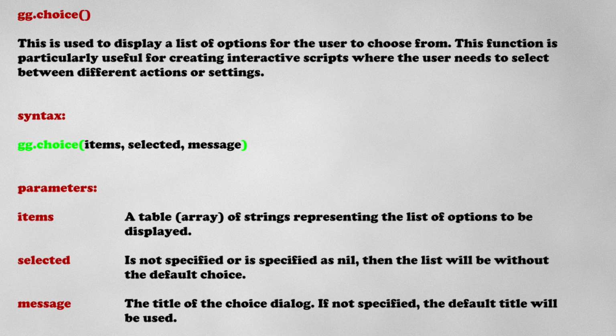Parameters. Items: a table, array, of strings representing the list of options to be displayed. If selected is not specified or is specified as nil, then the list will be without the default choice. Message: the title of the choice dialog. If not specified, the default title will be used.